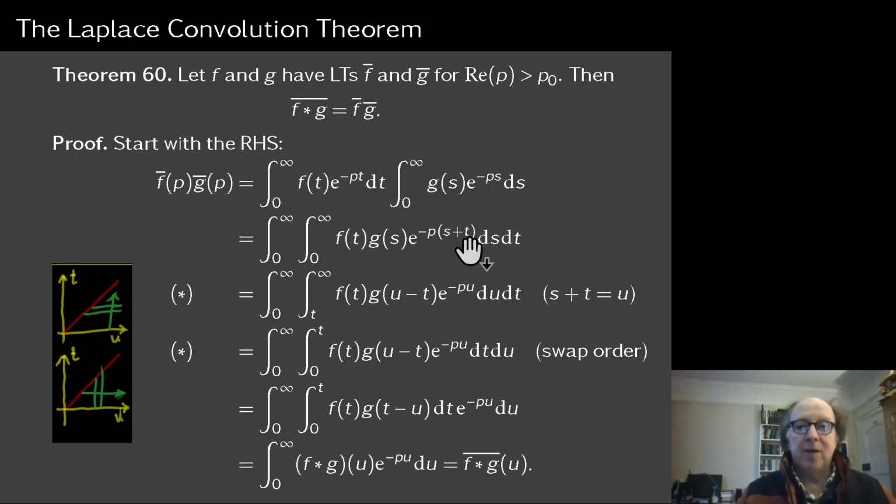So we put s plus t equal to u, and I get e to the minus pu here from the e to the minus p times s plus t, and I get g of u minus t because s is u minus t. Look at the limits. The t limit is unchanged, 0 to infinity. The outer integral goes from 0 to infinity, but the inner one, now when s is equal to 0, u is equal to t, so u runs from t to infinity.